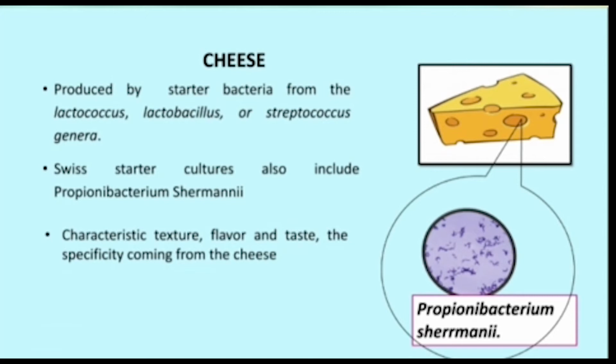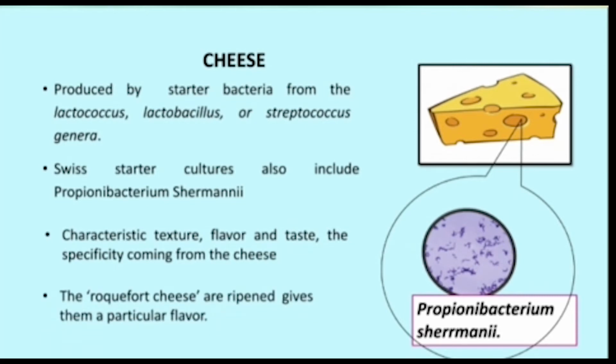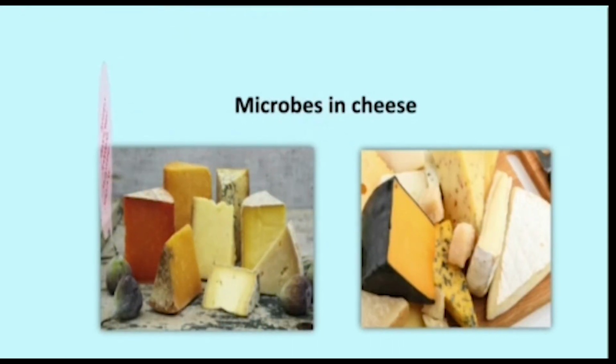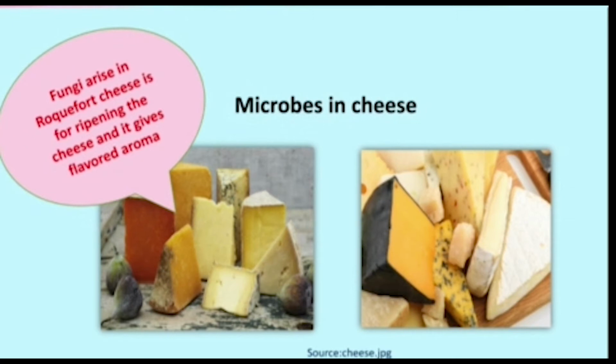microbes used. The large holes in Swiss cheese are due to production of a large amount of carbon dioxide by a bacterium, Propionibacterium shermanii. The Roquefort cheese is ripened by growing a specific fungus on it, which gives it a particular flavor.